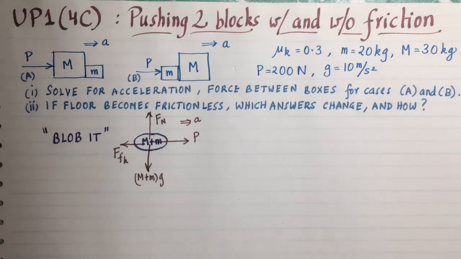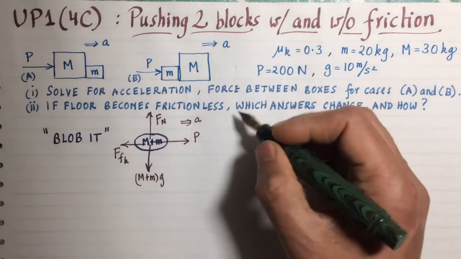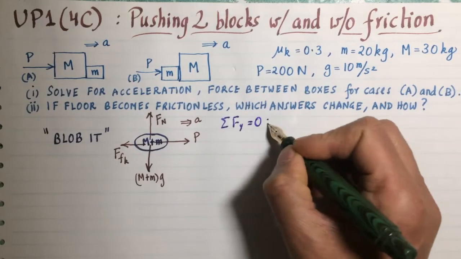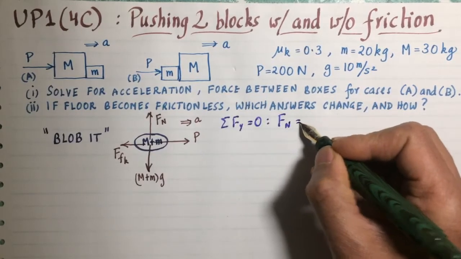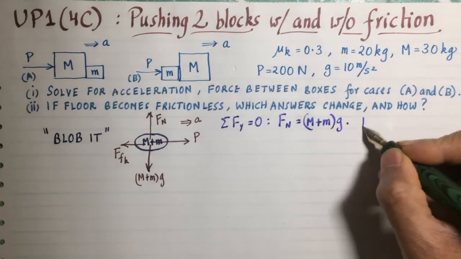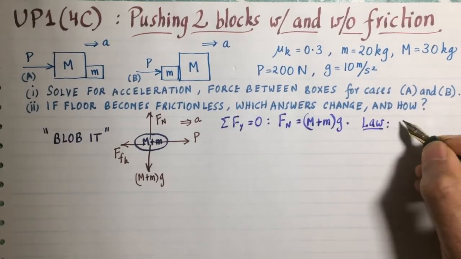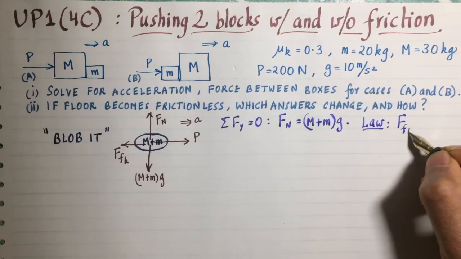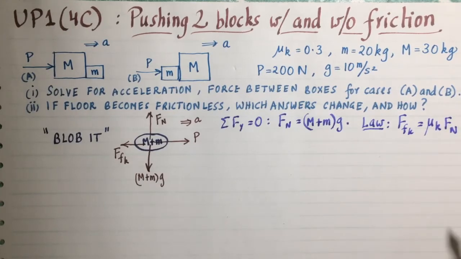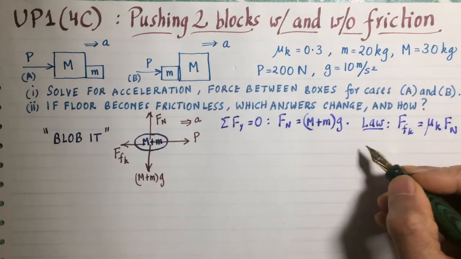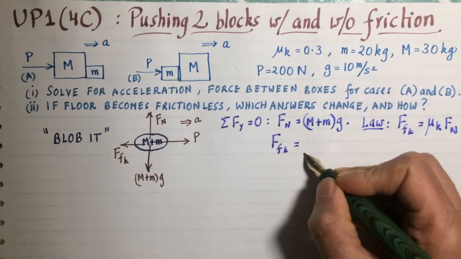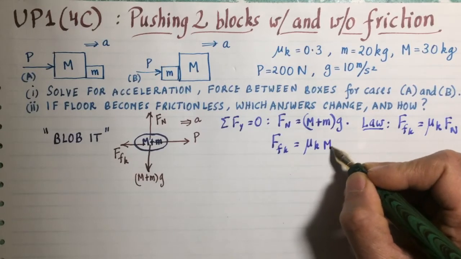The first equation is the sum of all the forces in the y direction is 0 because the boxes don't fly. So that gives me the normal force is equal to the force of gravity. I also have the law of friction. The law of friction states that the force of friction, kinetic, is equal to mu kinetic times the normal force F sub n. Let's substitute this F sub n in there. So I get force of friction kinetic is equal to mu sub k times M plus m times g.